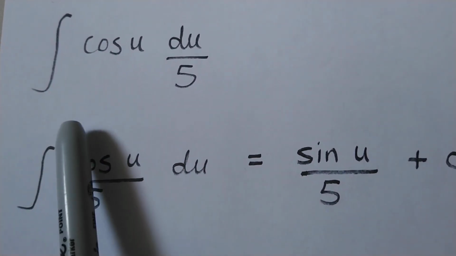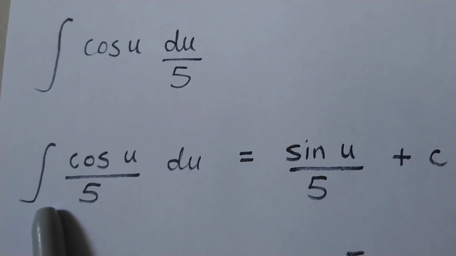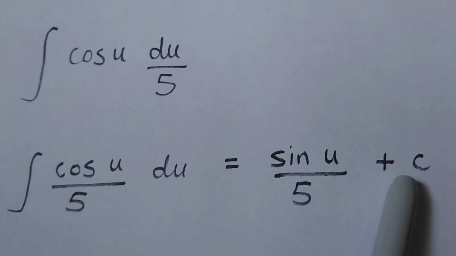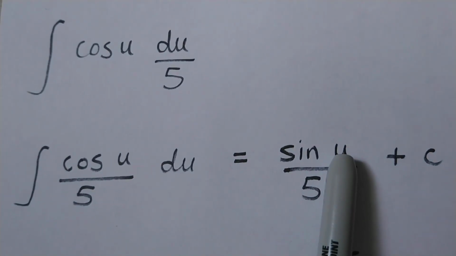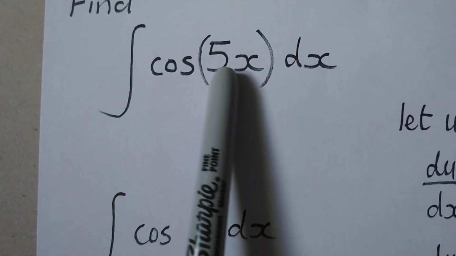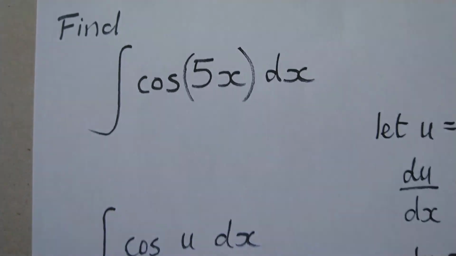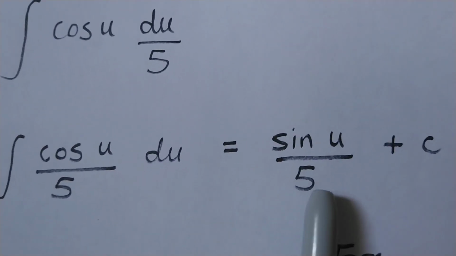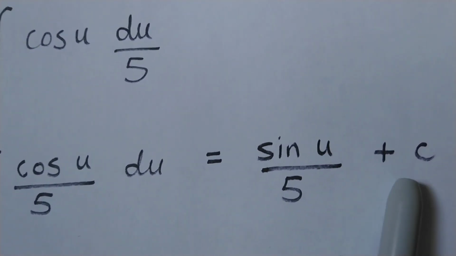And then because we don't have any limits here or here, this is an indefinite integral. So we have to put the plus c on the end. And then we're not quite finished, because if you go back to the original question, we started with x, so we have to finish with x in this particular case. Okay, so sine u over 5 plus c is what we've got so far.